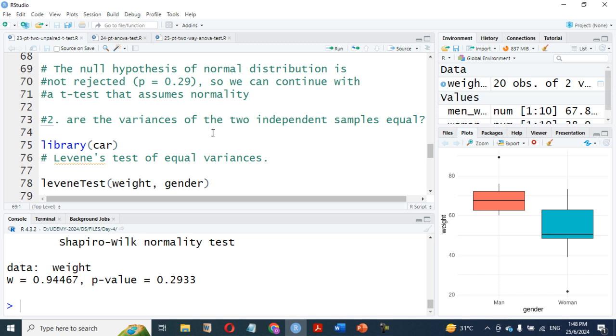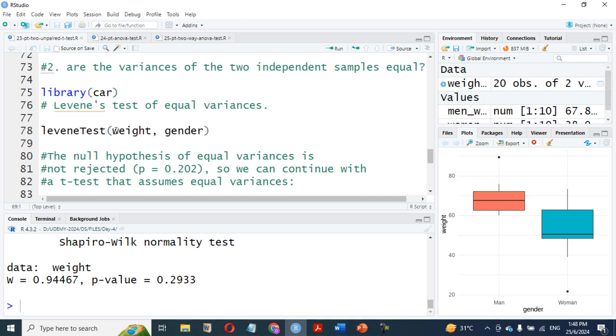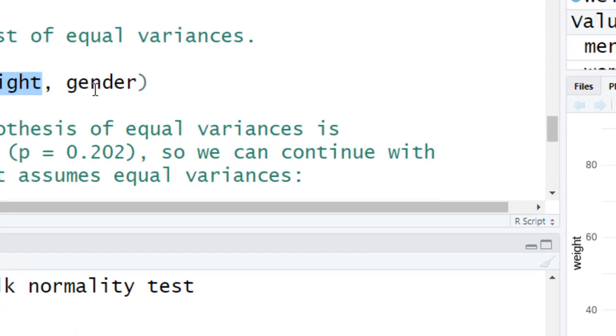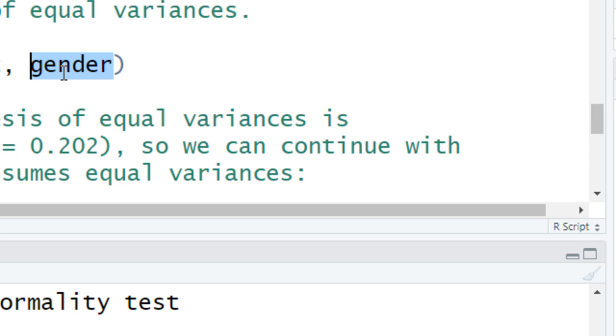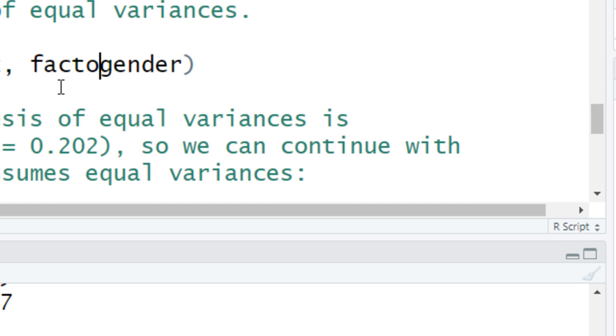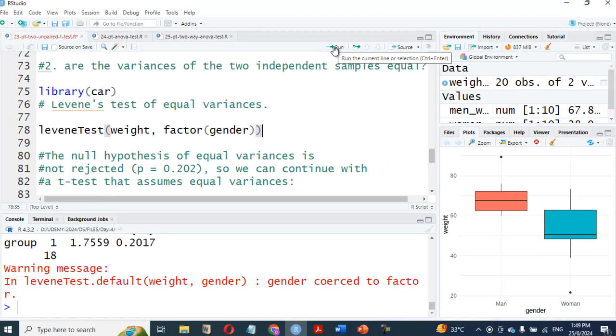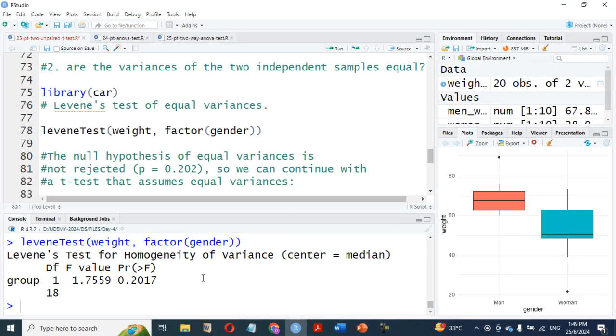So we pass the Shapiro test, right? Are the variances of the two independent samples equal? We need to use the Levene test to test this, all right? So we pass our weight here, our variable here. We need to factor it. If not, it will give an error. But let's just run it first and see. Okay, that's what I'm saying. So we just factor gender here as usual. Factor, right? Gender. Always remember this, so that you will not be running into a warning. It does not stop your code from running, but at least you can see now it's okay.